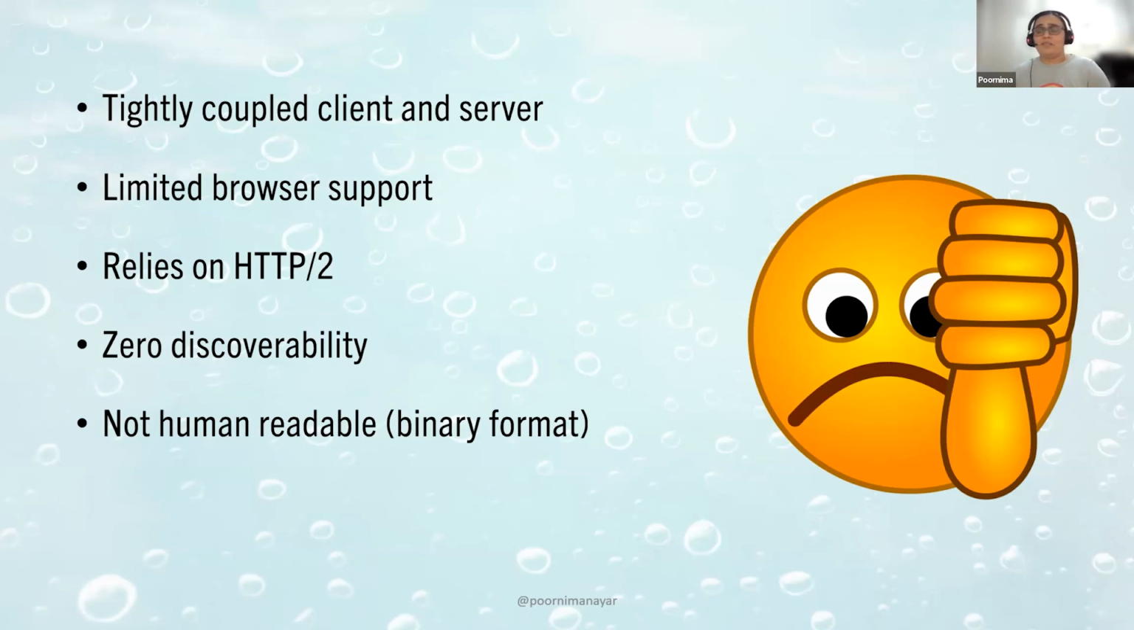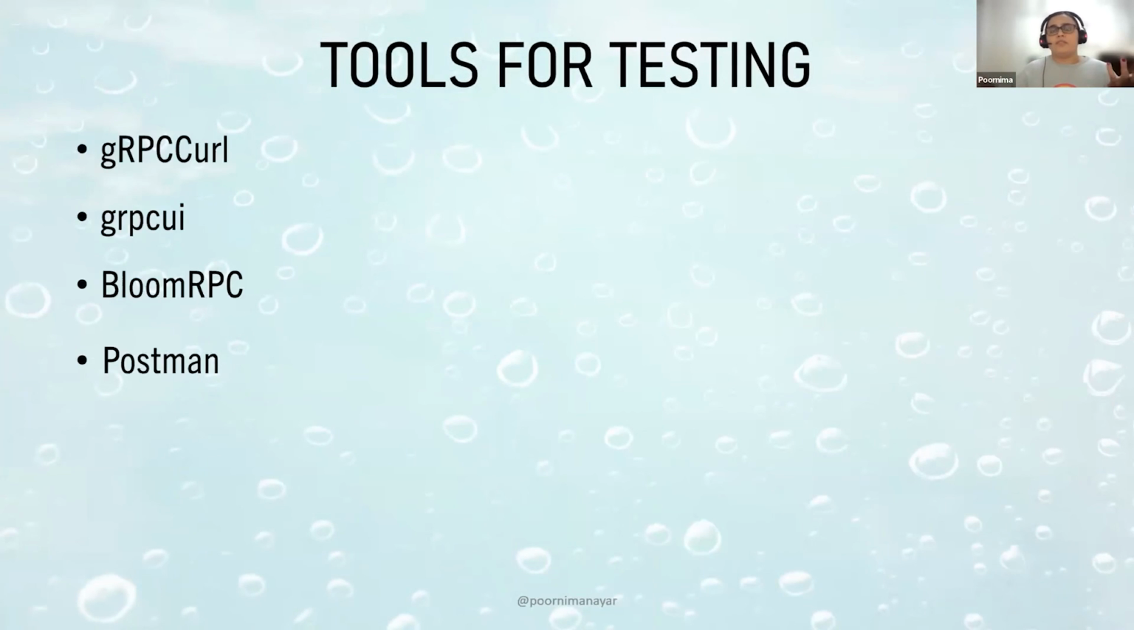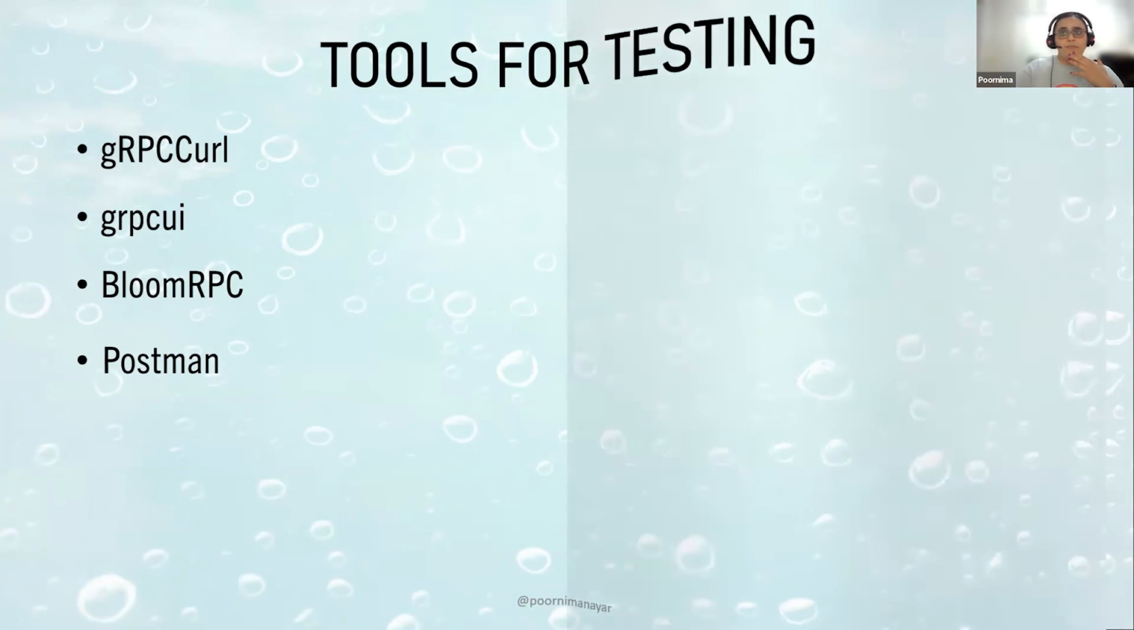There is zero discoverability. You need to make sure that your proto files are documented in some way or the other so that you can give it to your client. And of course, with protocol buffers, the messages are communicated in binary format, which makes it difficult for debugging, because it's not meant for humans to read, it's meant for computers to read, because it's point-to-point communication. If you want to test your gRPC service, you can use gRPC curl, which is a command line based tool. You can also use gRPC UI, which is a nice UI based on gRPC curl. There's Bloom RPC and Postman as well.